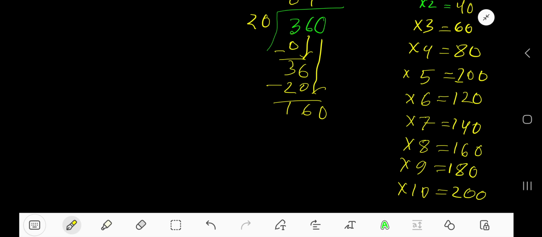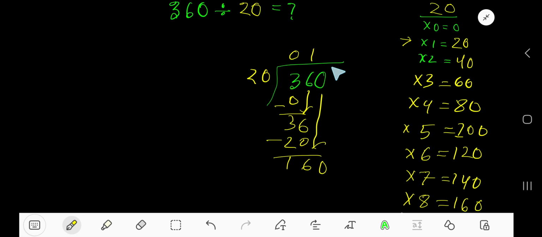20 goes into 160 how many times? 20 goes into 160 8 times. Write 8 here. 8 times 20, 160. Subtract, 0. As our remainder is 0, we are done. So our answer is 018, which means 18 is our answer, or quotient.